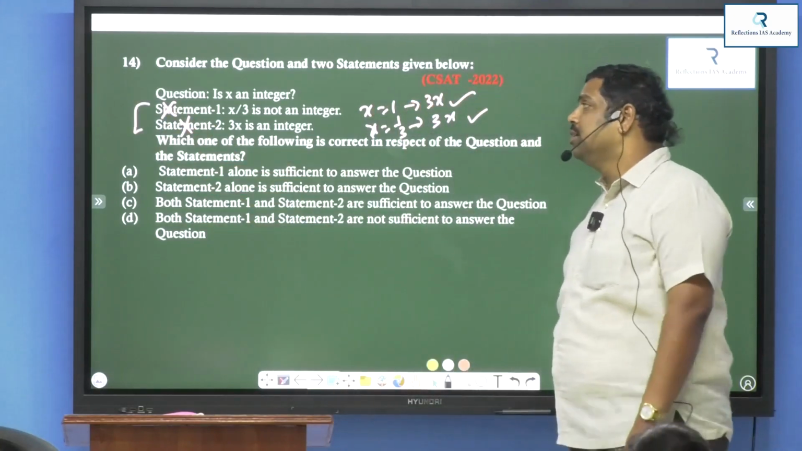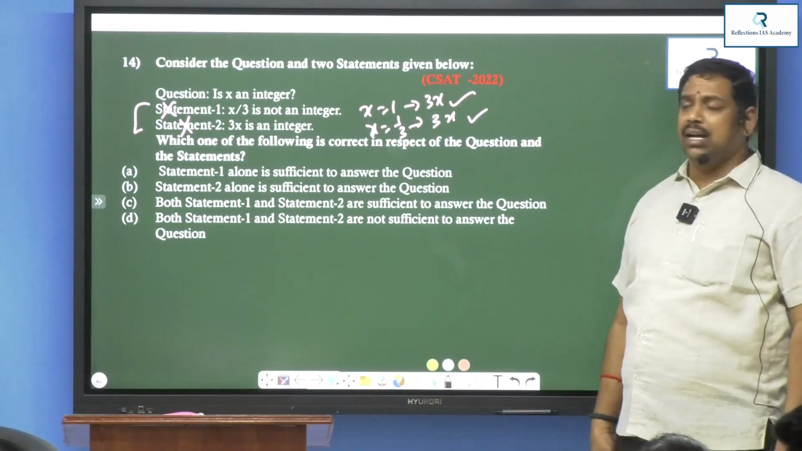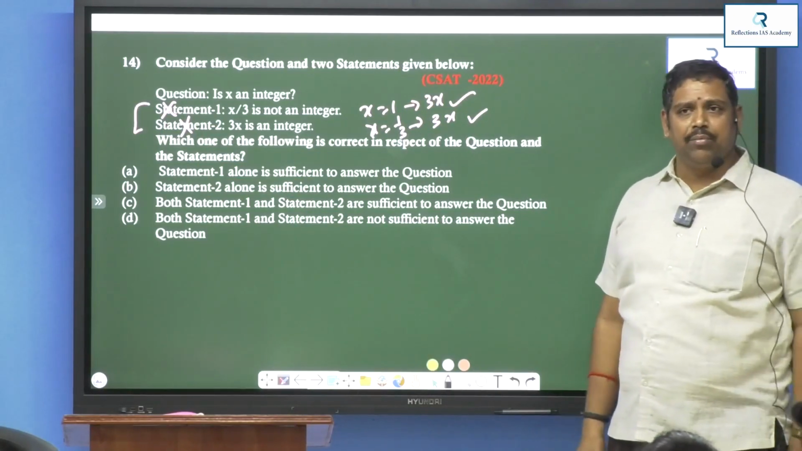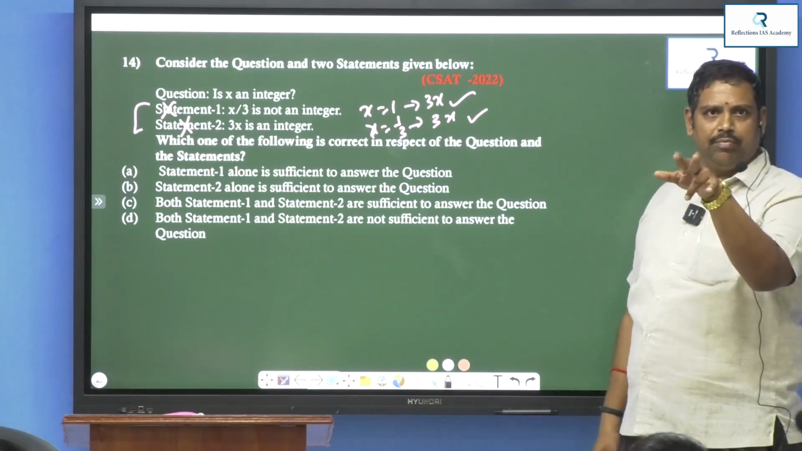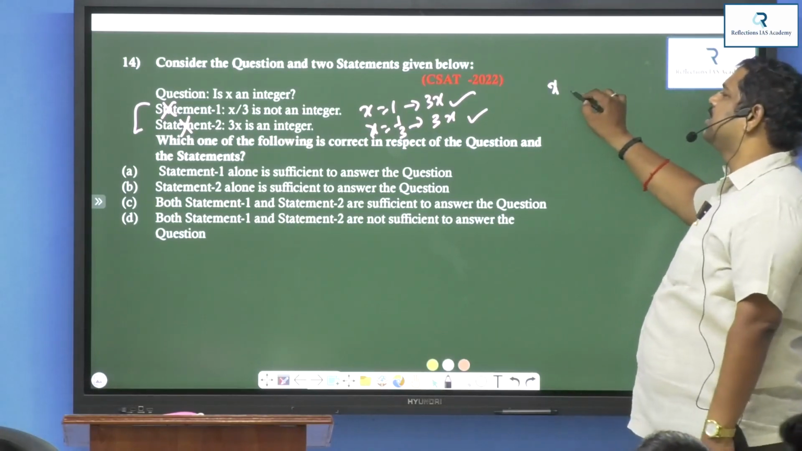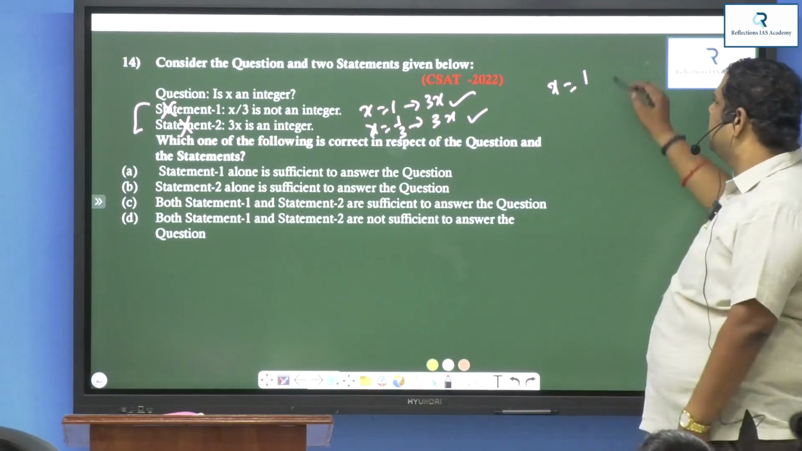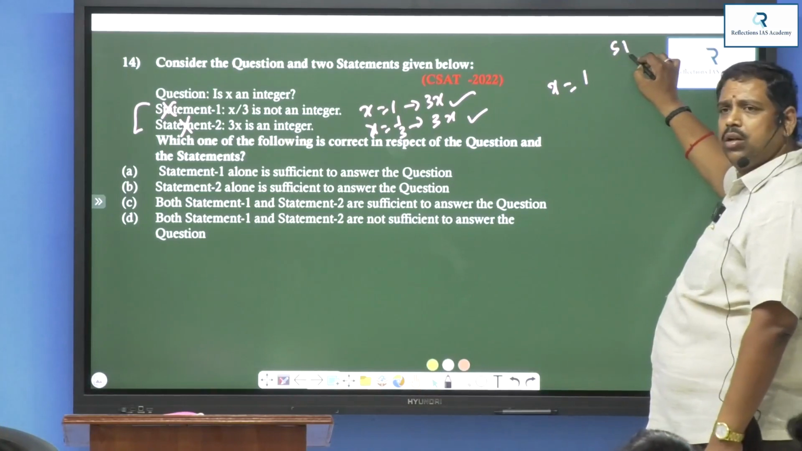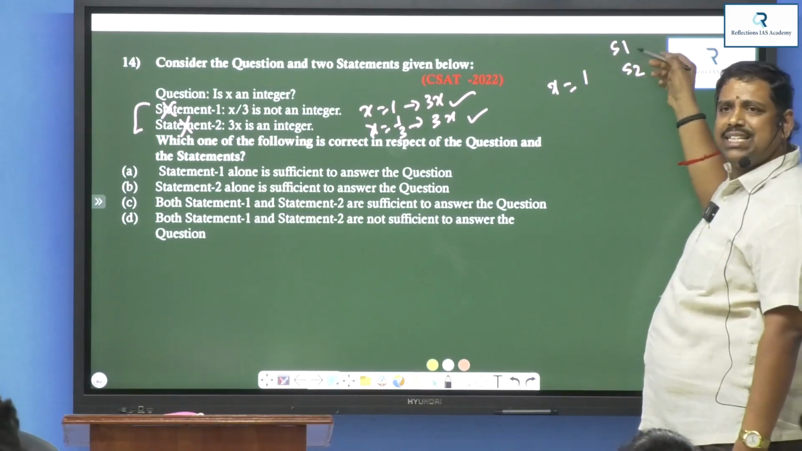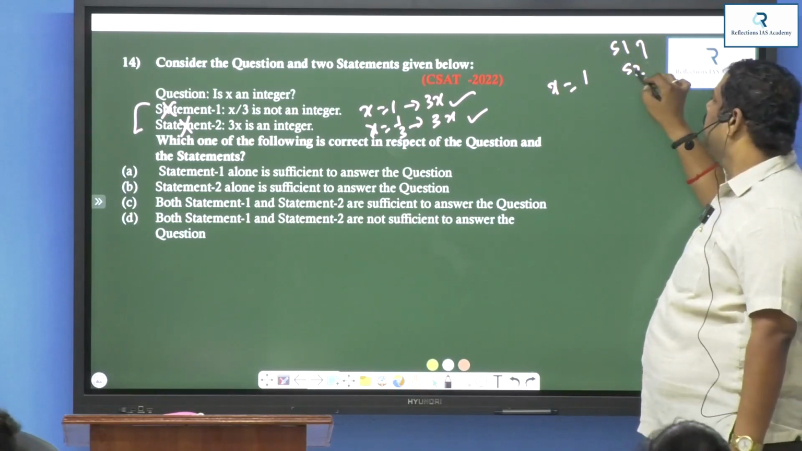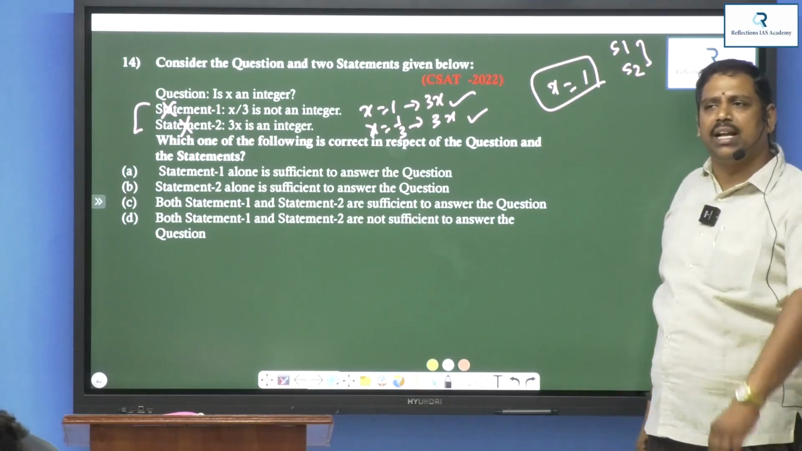What is the combination? 3x should be an integer, and x by 3 should not be an integer. Okay, X becoming an integer, X not becoming an integer, both I will try. Sir, X is equal to 1 I am taking. So x by 3 is an integer. Is the first one satisfied or not? Second one is saying that 3x is an integer. Yes or no? To satisfy both, X becoming an integer is a possibility.